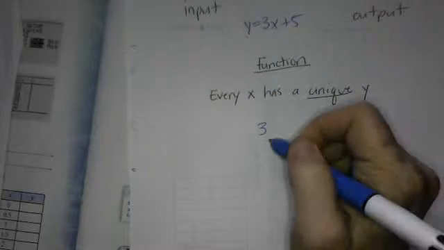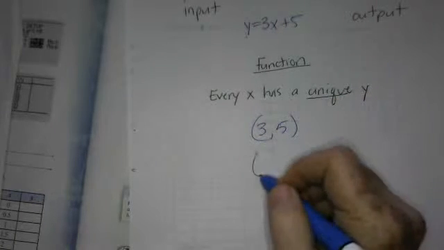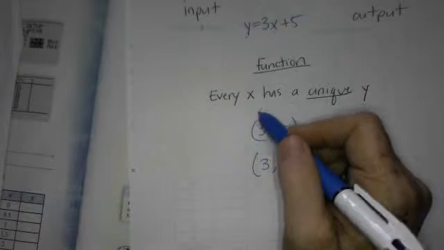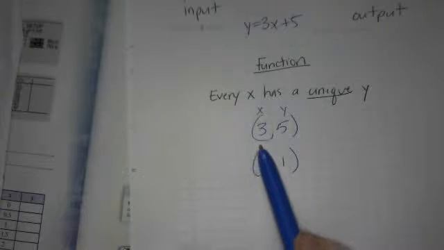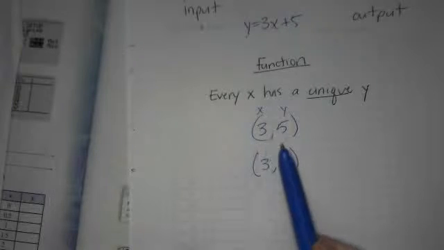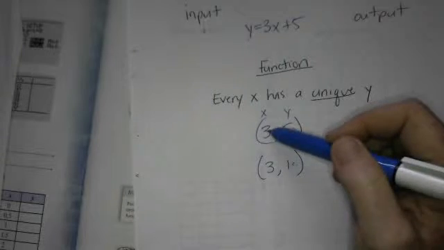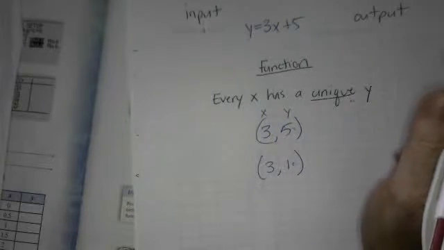So I can't have something like 3, 5 and 3, 1. Because this is the X and this is the Y, right? When I plug in 3, I have to only have a unique Y that goes with the 3. There can't be two different Y's going with my X. That's not being unique. Okay.